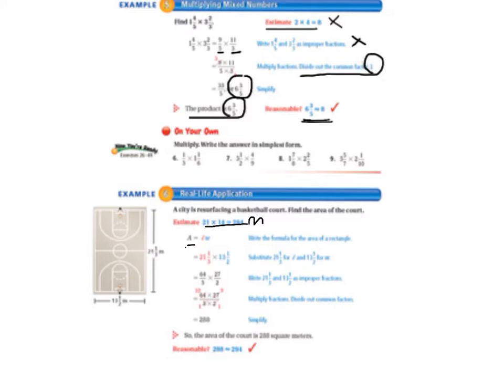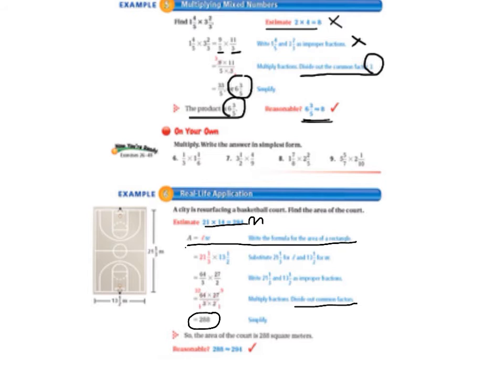So the book has very nicely reminded you of your area formula, and we substitute in our numbers, and we change 21 and 1/3 to an improper fraction, so it comes out to be 64/3, and 13 and 1/2 comes out to be 27 halves. Multiply fractions and use our shortcut of dividing out common factors. So the 3 goes into 27 9 times, basic multiplication fact, and 2 goes into 64 32 times. So when you do that, you end up with much easier math, and 32 times 9 equals 288, and you have a 1 on the bottom.